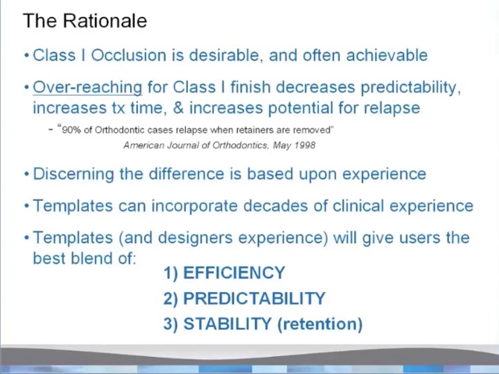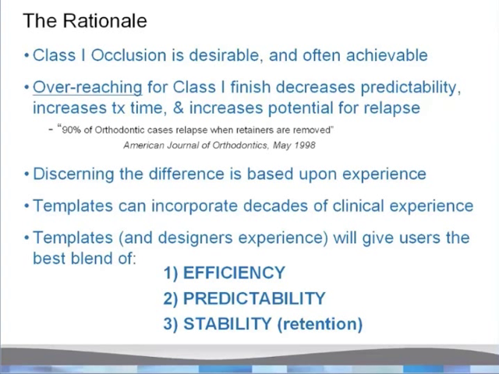So in terms of rationale for how we can use templates in something that is sometimes considered as complex as orthodontics, there are certain realities that exist that make templates very, very reasonable and efficient in accomplishing our goals. One of those rationales is we all realize that a Class 1 occlusion is desirable and is very often achievable.